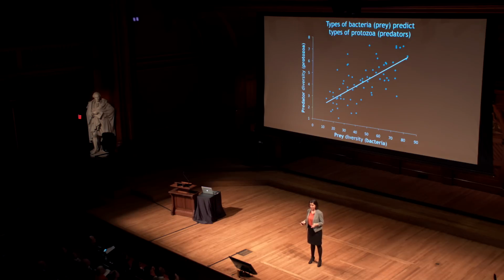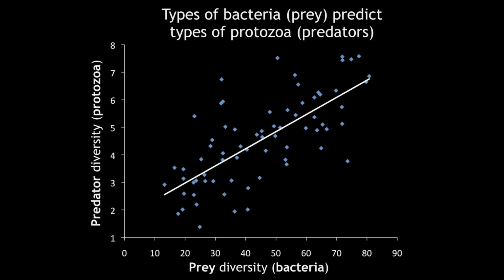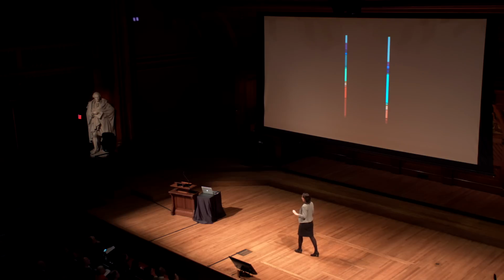I have found a strong pattern that seems to be driven by predator-prey interactions. Protozoa feed on bacteria, and in pitchers with more different types of bacterial prey, we see more different types of protozoan predators. Future studies will determine if this is a consistent pattern of multiple different ecosystems. But what other patterns can I find using a different approach?